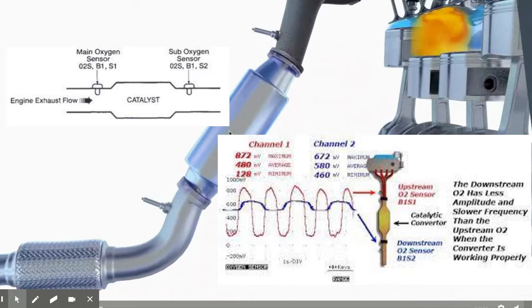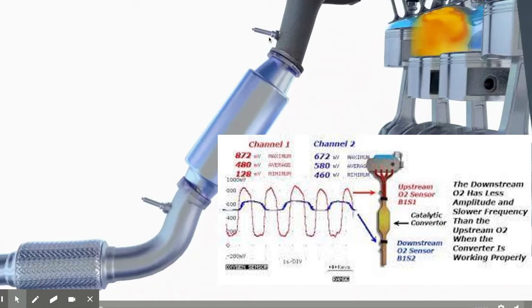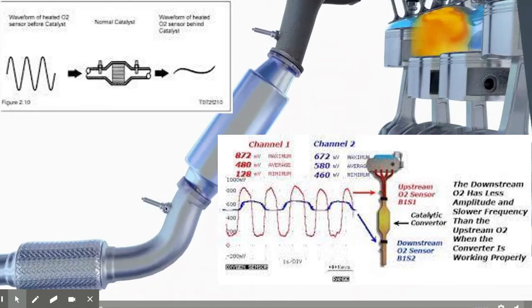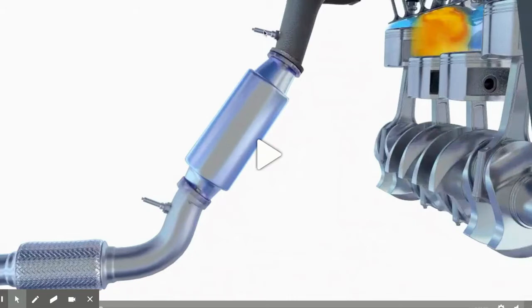So what we do when we monitor catalytic converters, we compare the signal of the upstream O2 sensor to the signal of the downstream O2 sensor. The downstream should be a little bit slower and a little bit more flat, and it should be higher in voltage than the front O2 sensor. When we go into catalytic converter testing, you will understand what I'm talking about.